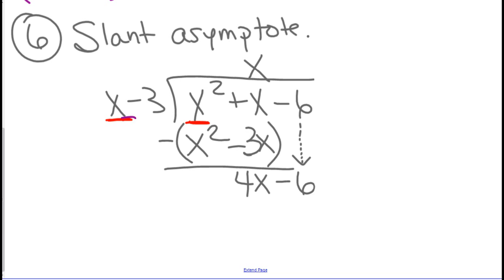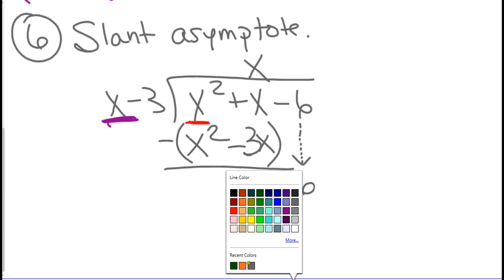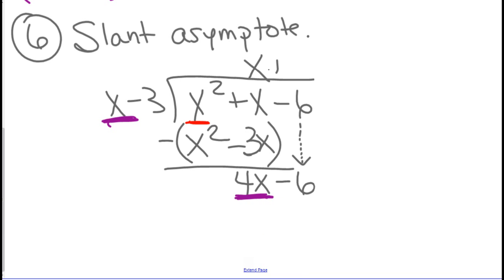I'm now looking for what times x will give me 4x. Well, a 4 times an x will give me a 4x. So I write a plus 4 up here. And then again, it's almost like I'm distributing here. You have to basically multiply the 4 times those two items.